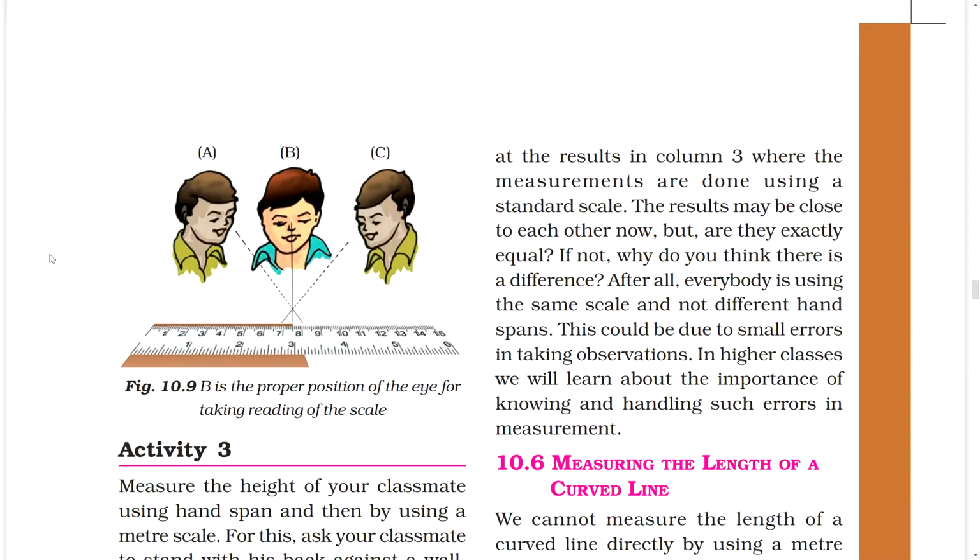Look at the result in column 3 where the measurements are done using a standard scale. The results may be close to each other now, but are they exactly equal? If not, why do you think there is a difference? After all, everybody is using the same scale and not different hand spans. This could be due to small errors in taking observations. In higher classes, we will learn about the importance of knowing and handling such errors in measurement.